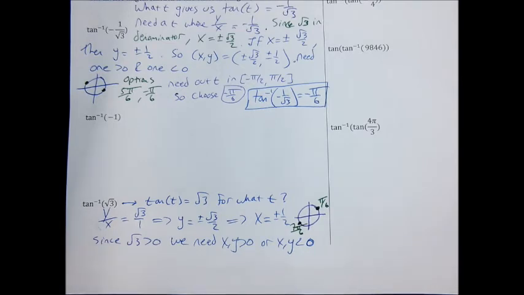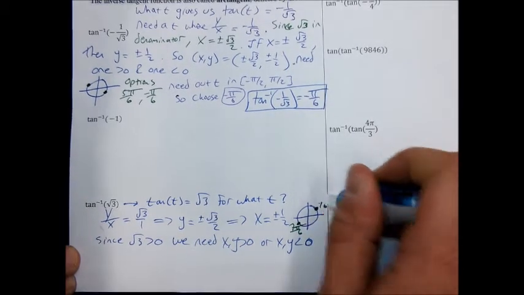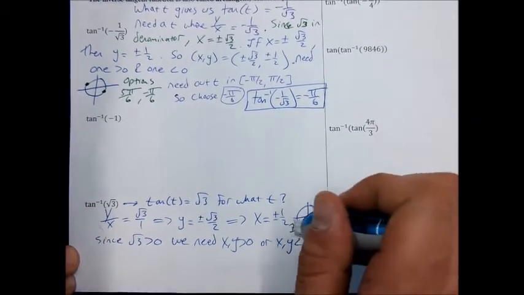Because the y is square root of 3 over 2. Oh, I'm sorry. Yeah, I got confused there. Thank you for pointing that out. Yeah, the y value is root 3 over 2, and so it's not pi over 6, it's pi over 3 type. Thank you.